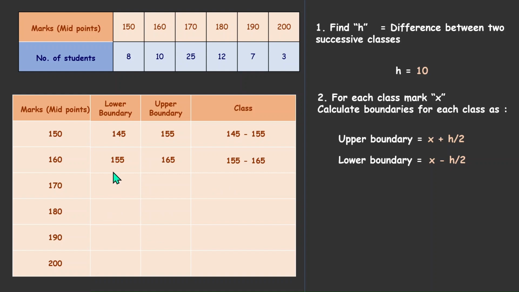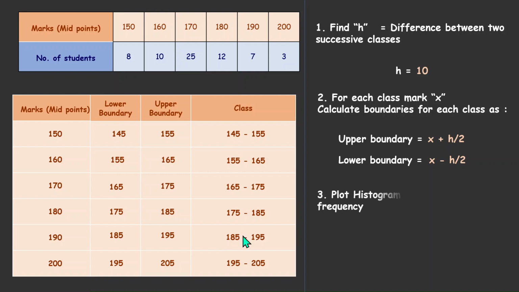And in the same way, the boundaries for all the midpoints would be, for 170, it would be 165 and 175. For 180, it would be 175 and 185. For 190, it would be 185 and 195. For 200, it would be 195 and 205. And the classes would be 165 to 175, 175 to 185, 185 to 195, and 195 to 205. So now we have our classes.